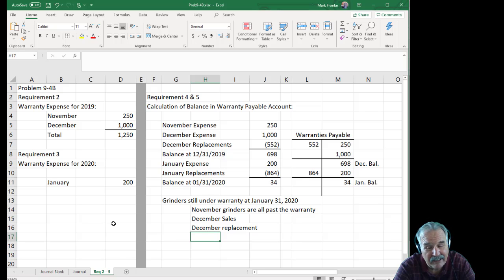Based on what I'm looking at here, it's probably not enough. We probably didn't accrue enough because these things are coming back at a pretty high rate. And so we may have to change vendors or do something else because this isn't going to work. I mean, we're replacing a lot of these grinders that need to go in the trash.